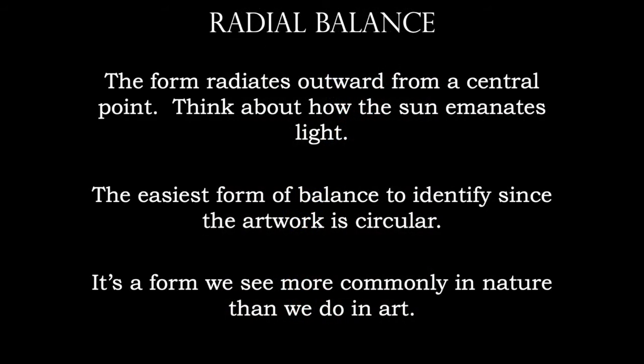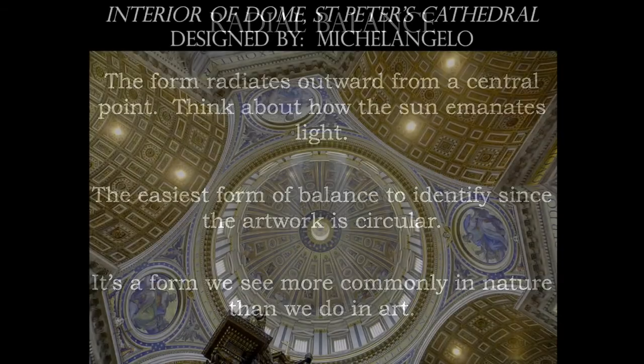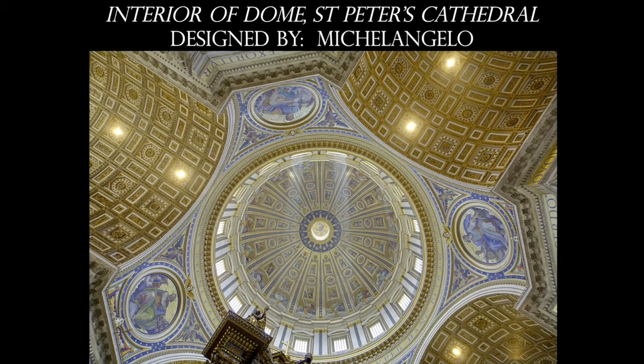And now we're going to move on to radial balance. Radial balance is probably the easiest to identify because it's circular. The form radiates outward from a central point. Think about how the sun emanates rays. It is a form that we see more commonly in nature than we ever find in art. But we do have a couple locations where it is prominent. Think about ceramics. When we look down into pottery, that's radial balance.